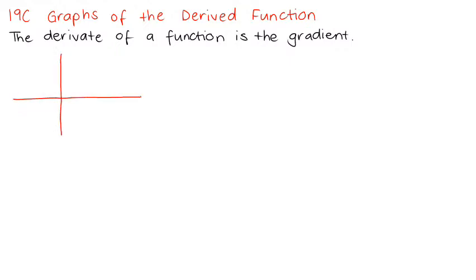This first bit is essentially exactly the same as when we were graphing speed and acceleration, because we were just graphing the gradient of the previous graph onto a new graph. So this is basically the same thing. I've got this function here, let's call it f of x, with this point A and this point B.